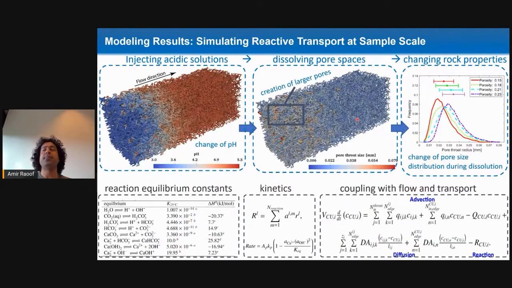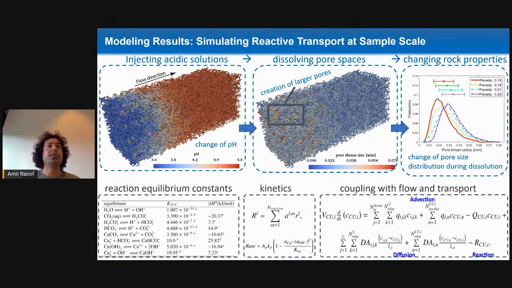As I mentioned, when we go through this process, the process becomes more complex. What you now need to add to the system is chemical reactions. For example, in this one, we have simulated transport of acidic solution. Calcium carbonate is inside the rock, but we have CO2 equilibrated with water. So an acidic solution from the equilibrium of CO2 with water is injected through the sample. When it goes into the sample, you can see the pH lowers because you're injecting the acidic solution. But when pH is lowered, you start to dissolve the rock.